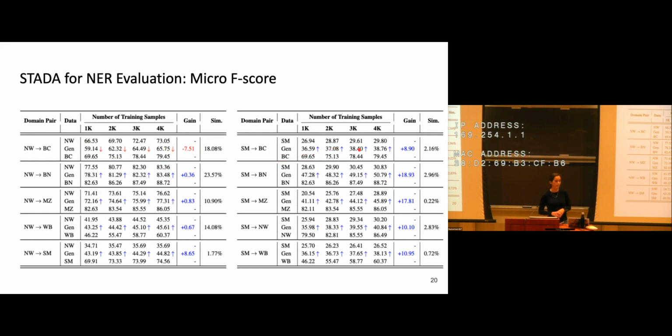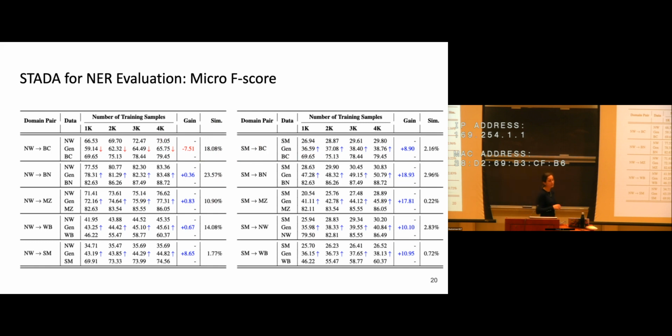You see the numbers in blue, but here it is not the case. One pattern that we notice if you look at the similarity column here is that the more similar the source and target domains are, then the less benefit you get from doing this data augmentation process.